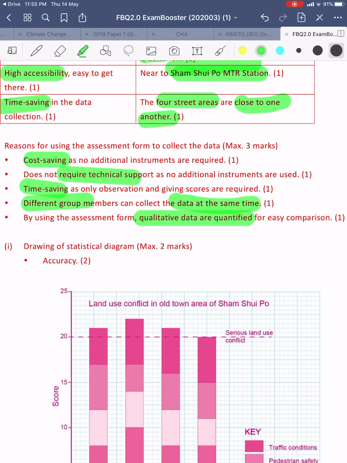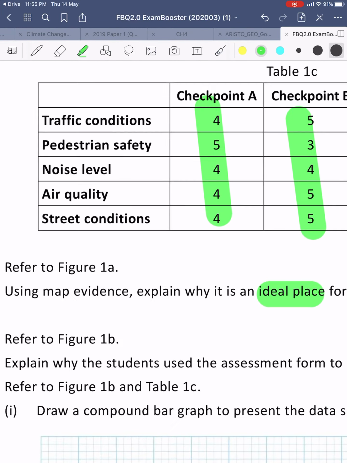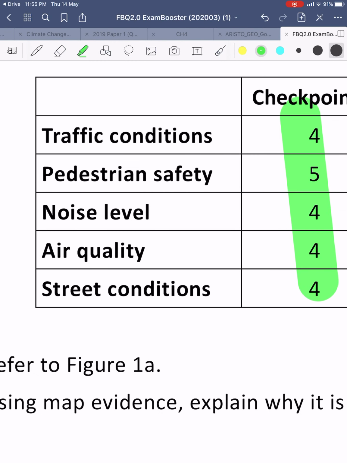It does not require technical support, because you don't need meters, for example a noise meter. Right here you have noise and air quality. Originally, if we were really going to do a very serious research, we would have to bring along a sound meter. We would have to bring a PM meter in order to show how polluted the air is and also how noisy the street is.